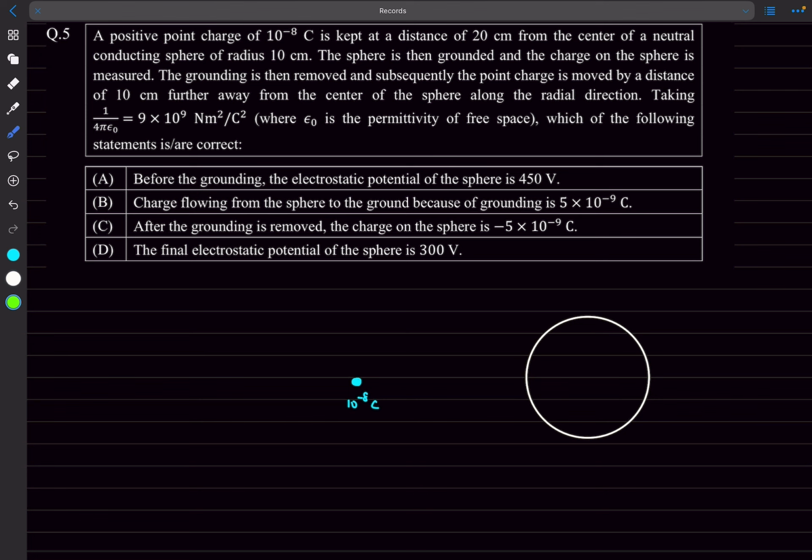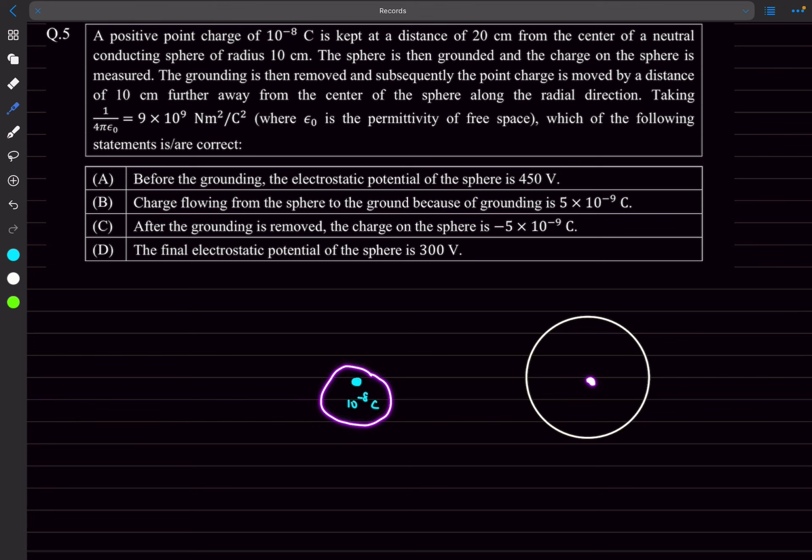Okay, so this is just a standard problem. We just know that at all the points inside, the electric field is 0. So there is no potential difference between the center of the sphere and the surface. So we'll just figure out the potential at the center of the sphere, and that will basically be the potential of the sphere as well. And it's easy to figure out the potential at the center using superposition.